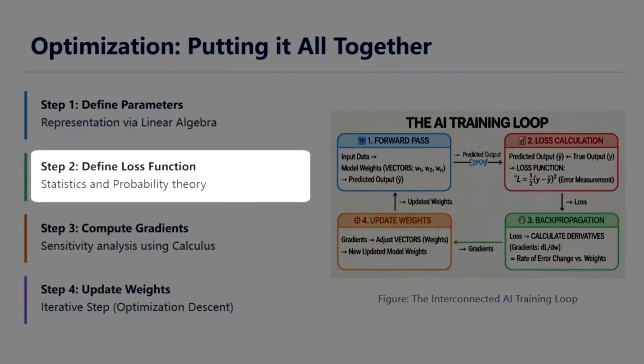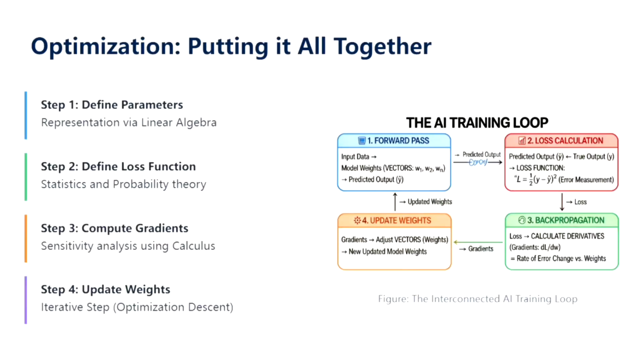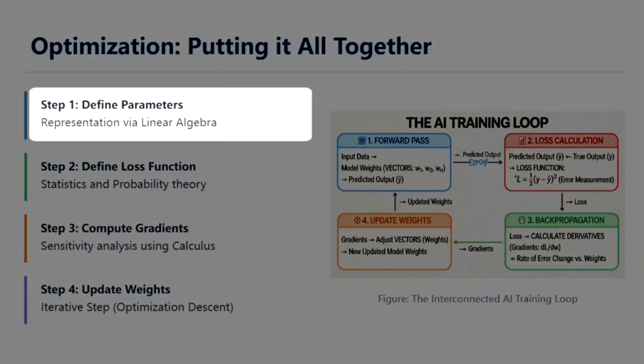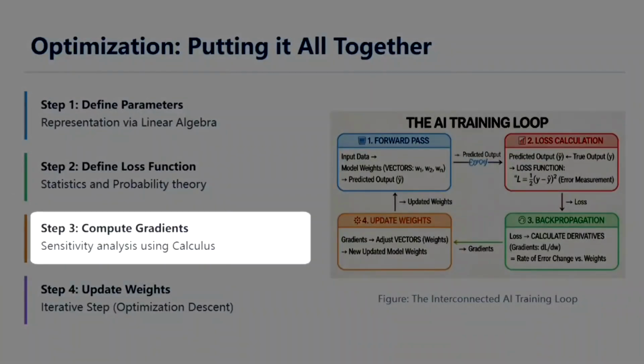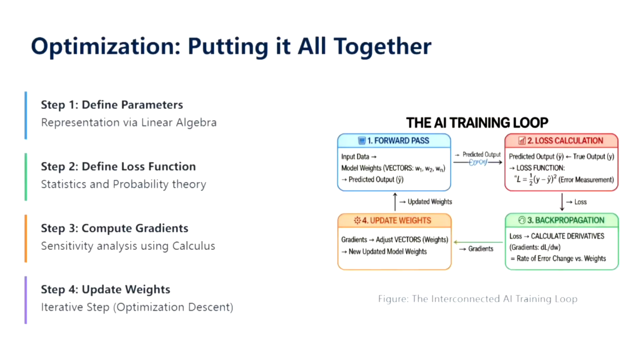Next, in step 2, we apply the statistics and probability concepts we just finished. We define a loss function to quantify the model's performance, measuring how far off our predictions are from reality. Step 3 brings in the calculus we studied earlier. We compute gradients using the chain rule to perform sensitivity analysis, determining how each weight contributes to the overall error.